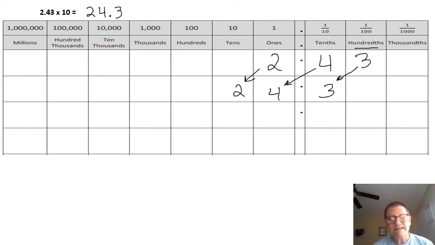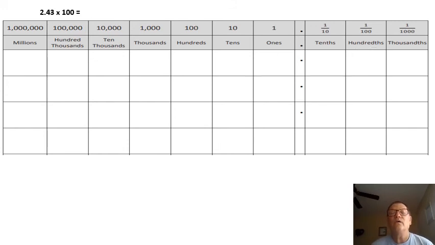I have the exact same digits, 2, 4, and 3 in the same order. All that happened are the digits moved. Okay. When you're multiplying by 10, 100, or 1,000, you should never have different digits. The digits should be the same. Your decimal point is just going to be put in a different place because of the digits moving.